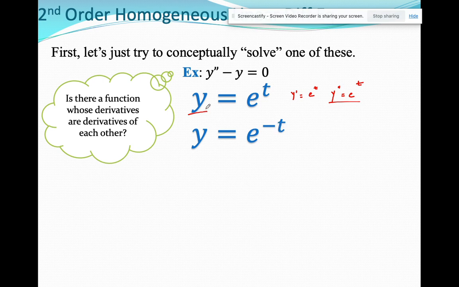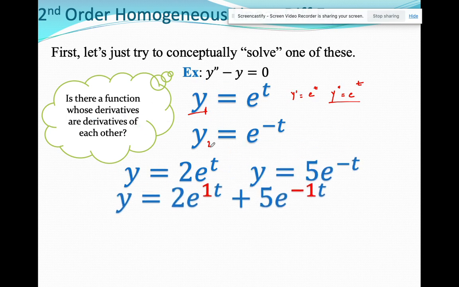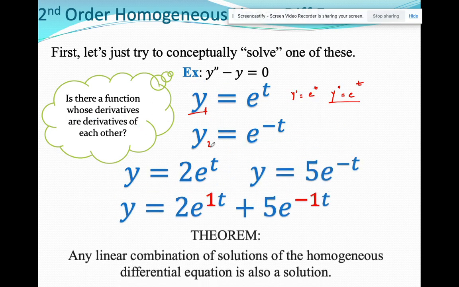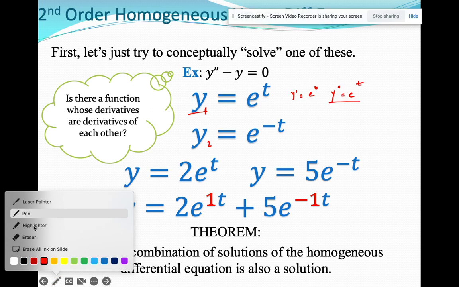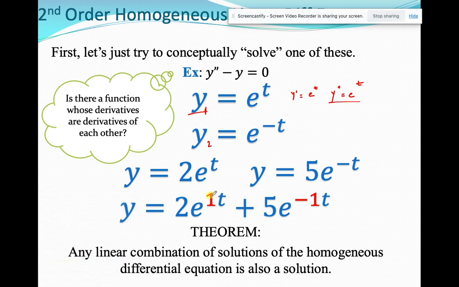And then again, I claim y1 is one solution, y2 is another solution, and by theorem, any linear combination of those solutions would also be solutions. Now I do want you to notice that curiously, I have highlighted, pun intended, the coefficients up here in exponential land.